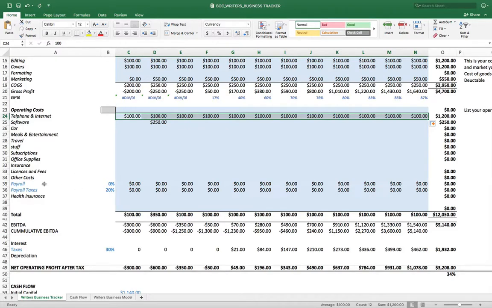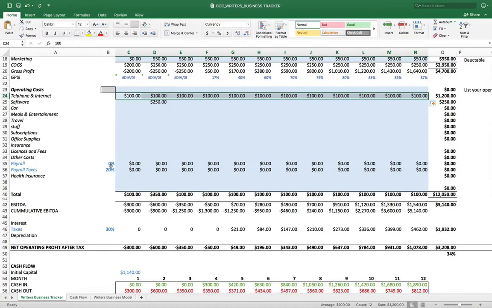Now, there's a section here on taxes, on payroll and payroll taxes. We'll revisit that later.